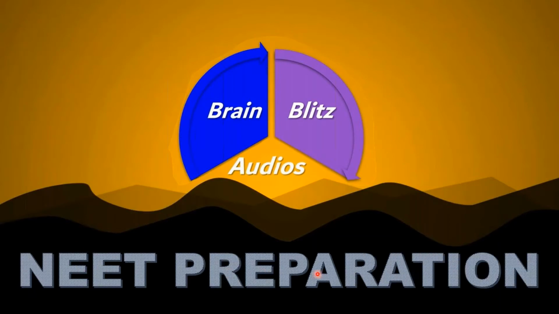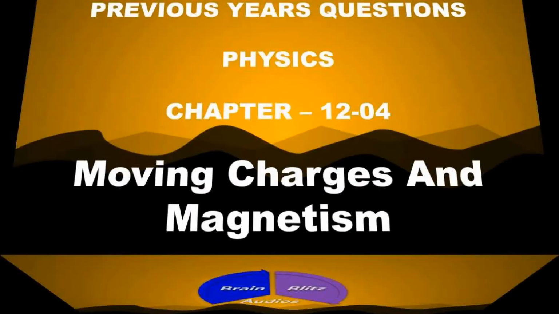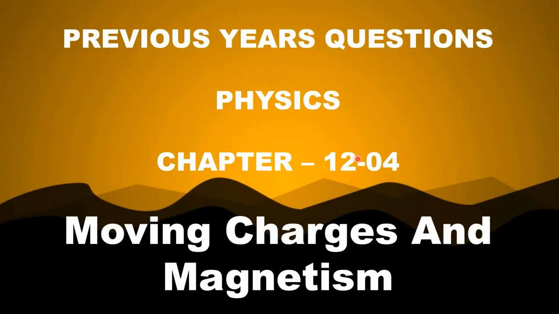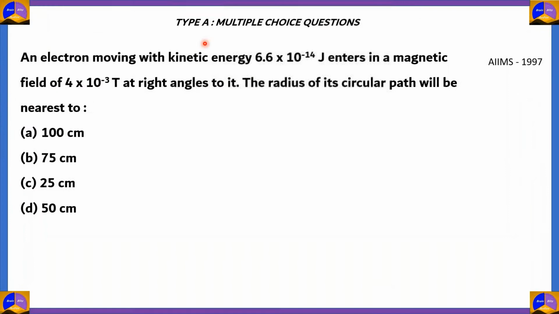Today in this episode of NEET Preparation, we'll be looking at previous year questions of physics in medical entrance examinations in India. Today we'll be dealing with the fourth chapter in the grade 12 syllabus for physics in CBSE. The name of this chapter is Moving Charges and Magnetism. Let's look at our first question.